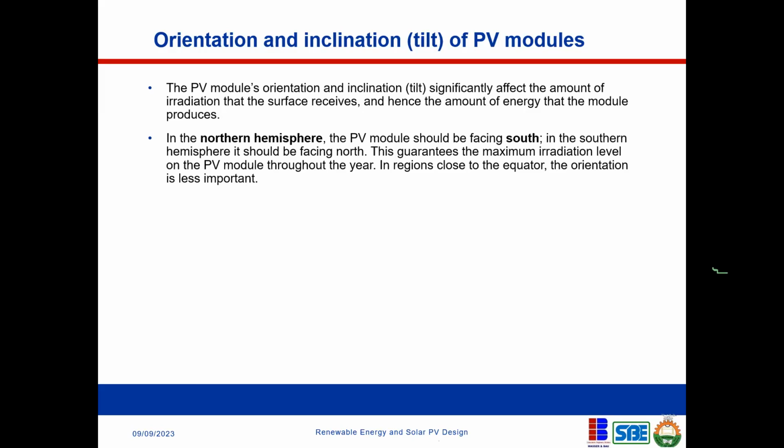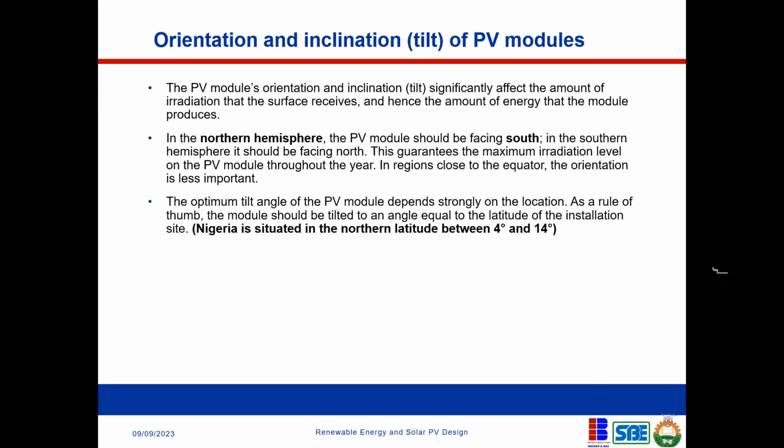In regions closer to the equator, and Nigeria is closer to the equator, the orientation is less important. If, for example, your country is on the equator, the best way is just to put your PV flat. But again, it doesn't make rational sense to put your PV flat because it can collect dirt and debris without self-cleansing. So I think I have explained that.